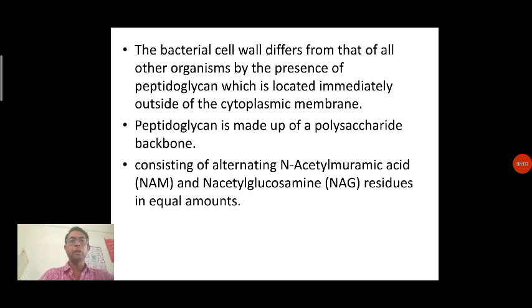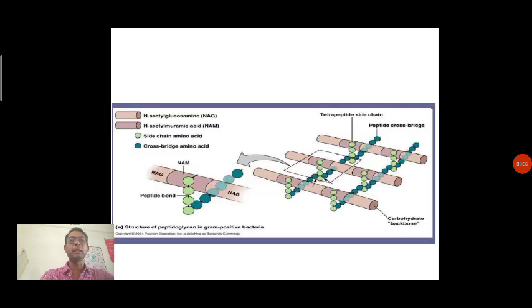consisting of alternating N-acetylmuramic acid and N-acetylglucosamine residues in equal amount. So in a simple way we call them NAM, that is N-acetylmuramic acid, and NAG, N-acetylglucosamine. NAM and NAG, these are the two different residues we can say. These two residues together produce the structure that we call the peptidoglycan layer.